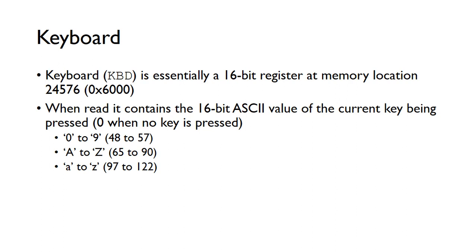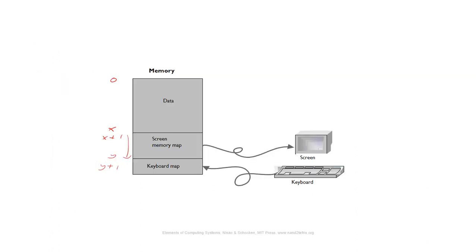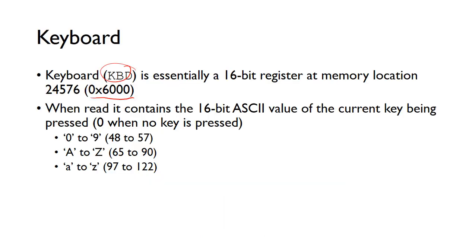So the keyboard, KBD as we refer to it, is essentially a 16-bit register at memory location 0x6000. So that's just one 16-bit register. It's a read-only register, so when you read the value of that register, it tells us which key's been pressed. If no key has been pressed, it'll just contain the value 0, but if a key has been pressed, it'll contain the 16-bit ASCII value of the key.